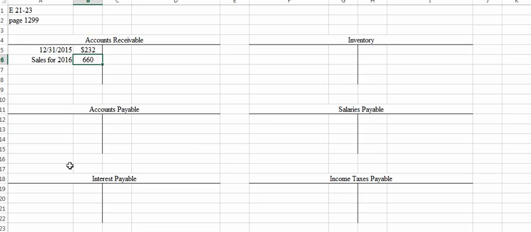I hope that makes sense. We debit accounts receivable when we credited sales, right? So throughout the year, accounts receivable would have been debited for $660 because sales were credited for $660. Okay. We also know the ending balance in accounts receivable at the end of 2016 was $220. And that's 12/31/16. And that's our ending balance, right?